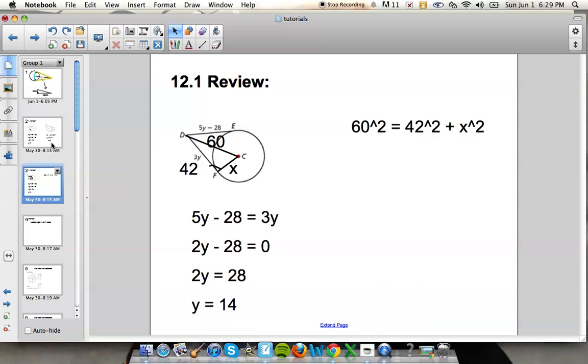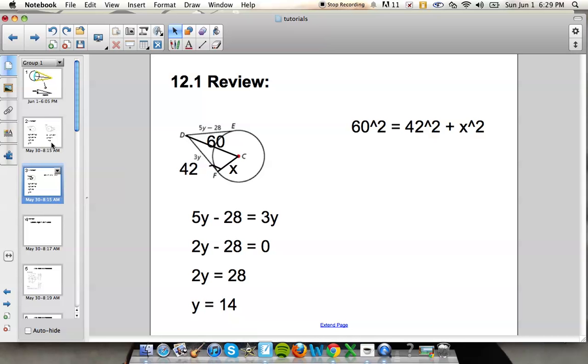However, sometimes you will be asked to solve for a missing variable, either the radius, the length of the tangent line, or the length of the hypotenuse of that right triangle. To do that, as I was saying earlier, you would just use the Pythagorean theorem. So we knew that y was equal to 14, and since y is equal to 14, we can plug it back into DF, and we're going to get 42.